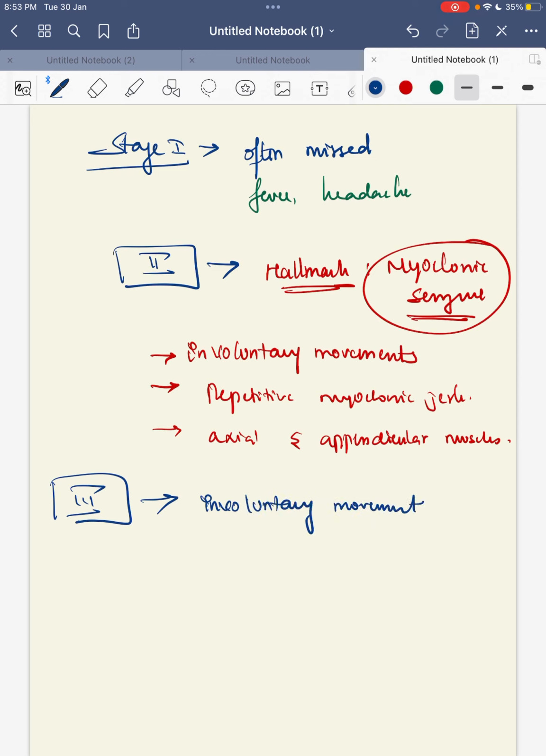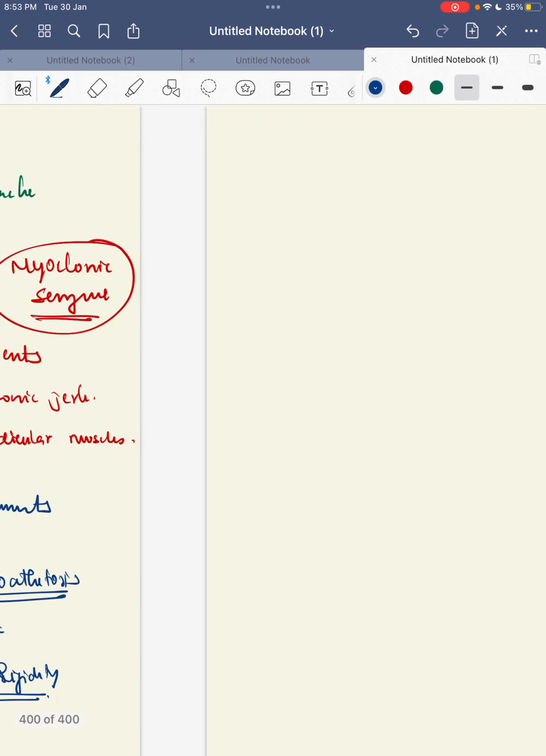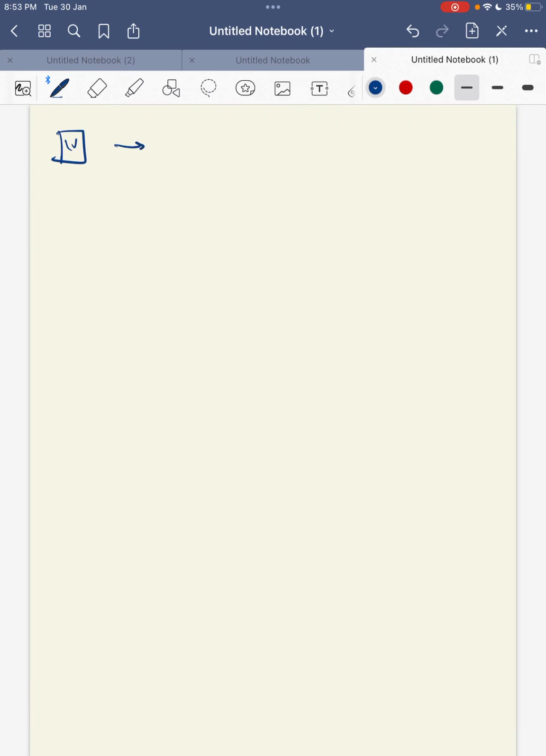Next, in stage 3, the myoclonic seizures or involuntary movements will disappear. These involuntary movements are replaced by choreoathetosis, then dystonia and lead pipe rigidity. Then finally, in this third stage itself, the sensorium will deteriorate and the child will go into coma stage 1. This is stage 3.